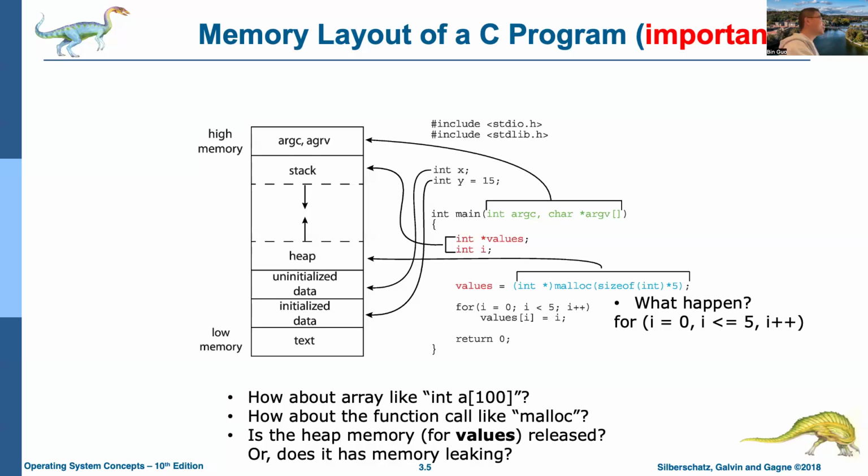Okay, so remember, when you want a large memory, malloc on the heap. Malloc on the heap. The heap can be very large. How about the function call of malloc? When you do the function call of malloc, what happened?